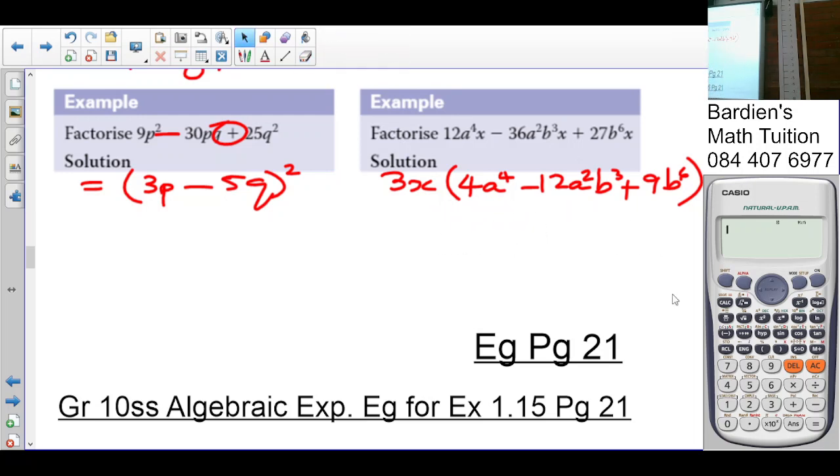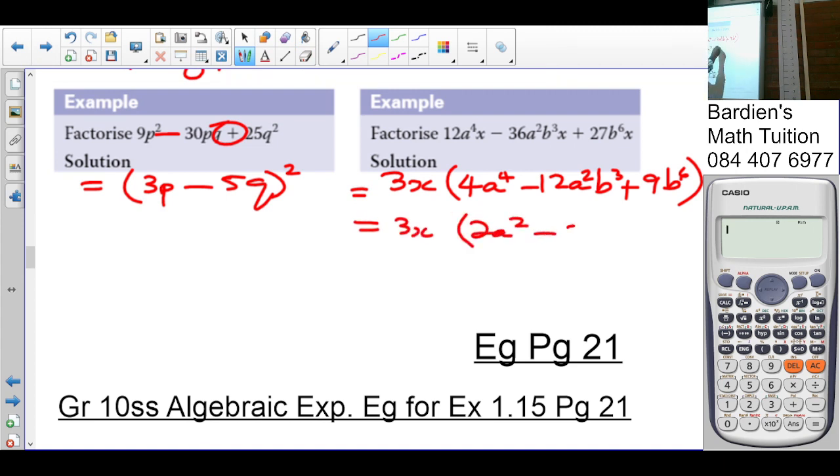So let's go. That will simply give us 3x times the bracket: 2a squared minus 3b cubed, all squared. You all understand? Okay.